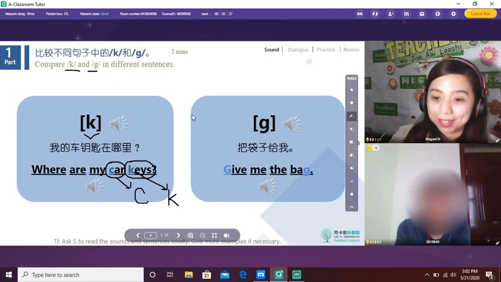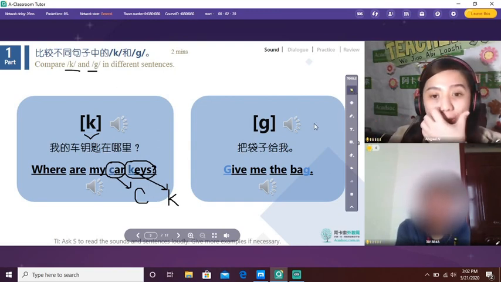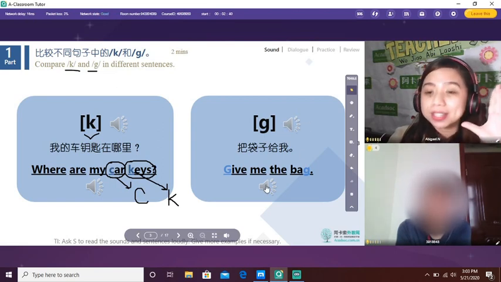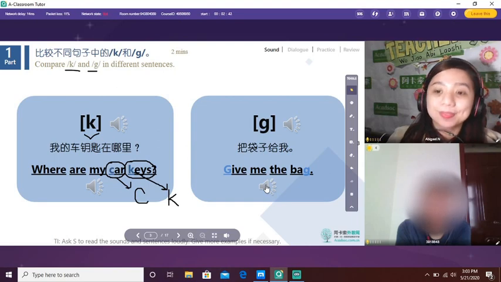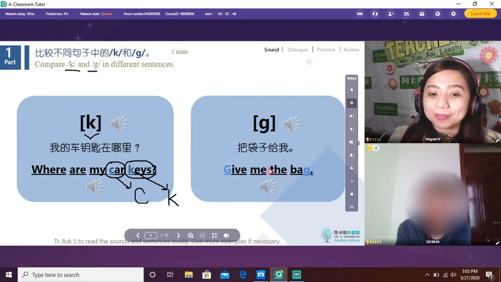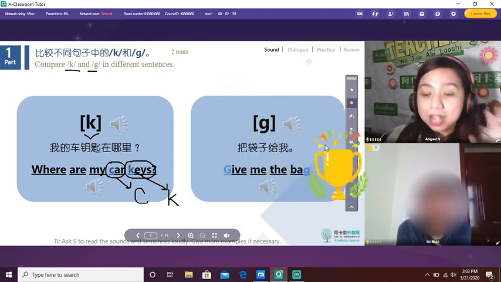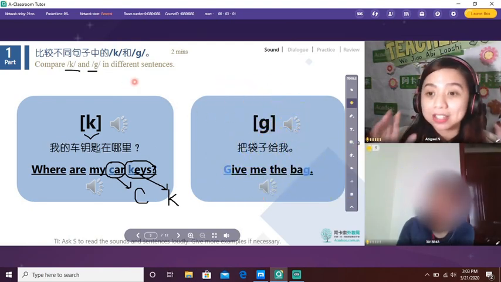Okay, now let's compare. G, g, g. Yes. Now let's listen to the sentence. Give me the bag. Give me the bag. When we say it very slowly, give me the bag. Yes, very good. So these two sounds are different, Jin, because this is k and this is g.